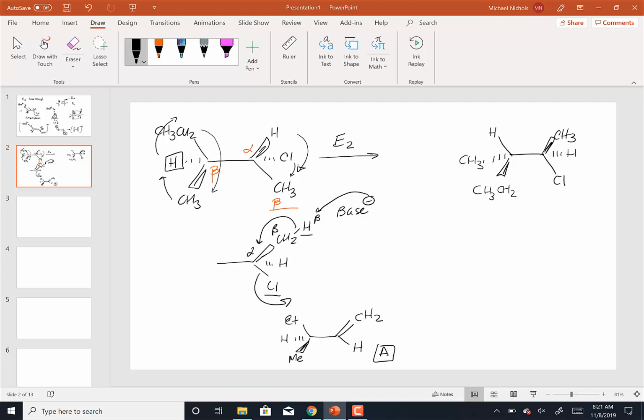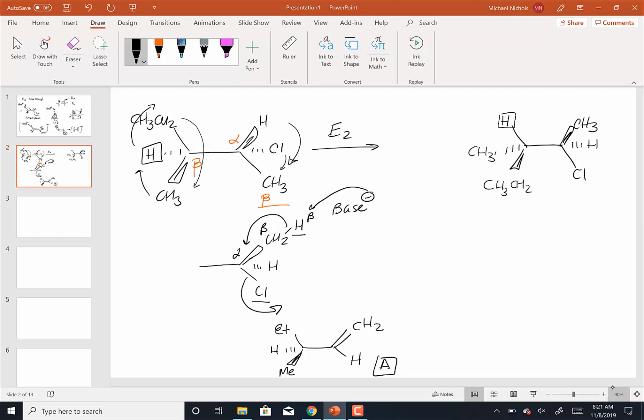Now I have this beta hydrogen in a position where it's anti-periplanar to the chlorine. And now the base can come in and grab it. But because the groups are on bold and dashed wedges, I'm only going to get one stereochemistry of the double bond. The double bond is not going to be a mixture where the methyl groups may be cis or the methyl groups may be trans. It's going to be one or the other. And that's going to be my major product.